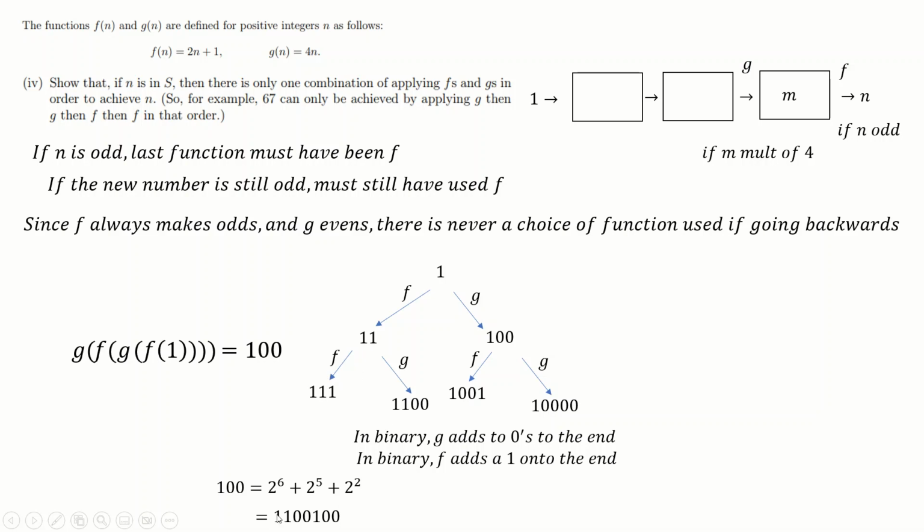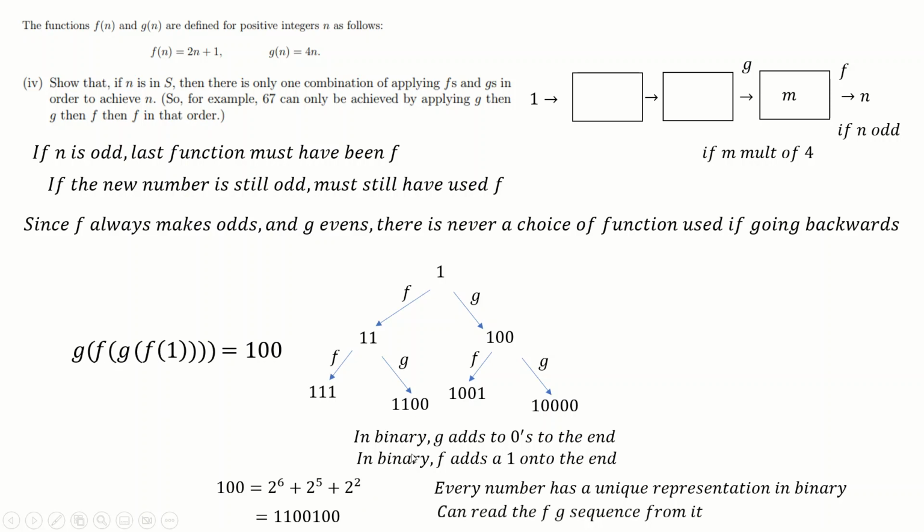you can think of the binary representation as literally just reading what you're doing. So you start with 1, you slam a 1 on the end, so this number must have had f applied first, then you applied g to add these 2 zeros, then you applied f to put this 1 on the end, then you applied g, right? Which we can see exactly is what we did. F, then g, then f, then g. And because every number has a unique binary representation, of course, that means there's a unique string of f and g's that will make it.